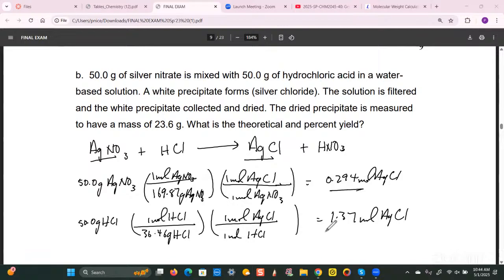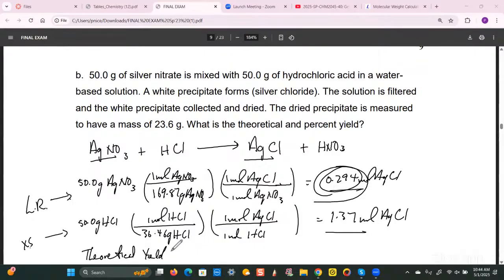So based on these two calculated values here, this is low, which means that this is the limiting reactant, right? And this would be the excess reactant, right? But the question is asking for the theoretical yield. So what we need to do is to find the theoretical yield. We take the mole value here for the lowest one, 0.294 moles, and we multiply that by the molar mass. So 1 mole of silver chloride, and the molar mass of silver chloride, again, I would have to go to my calculator for that.